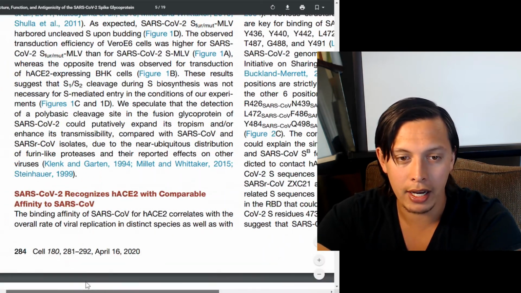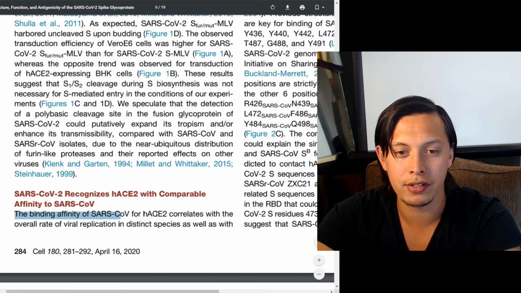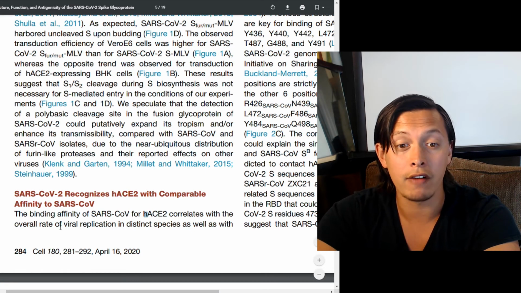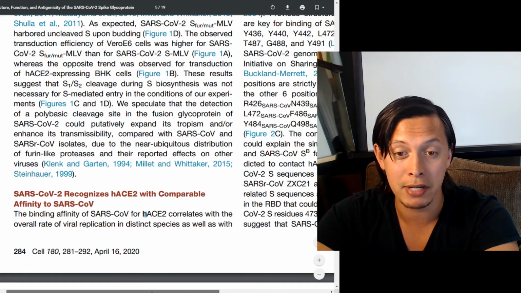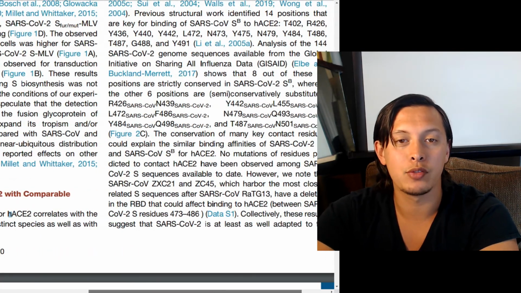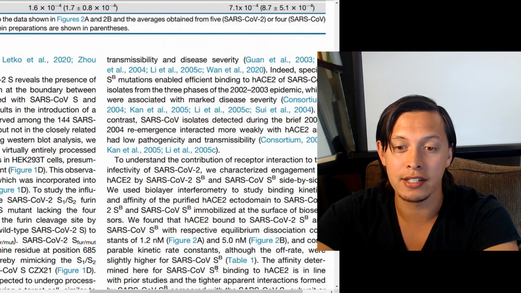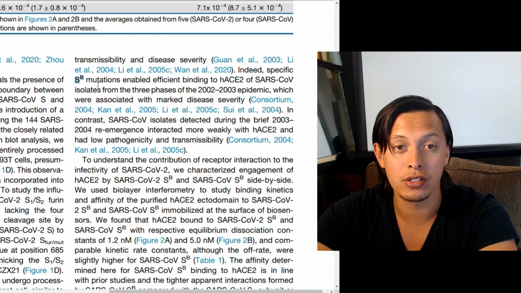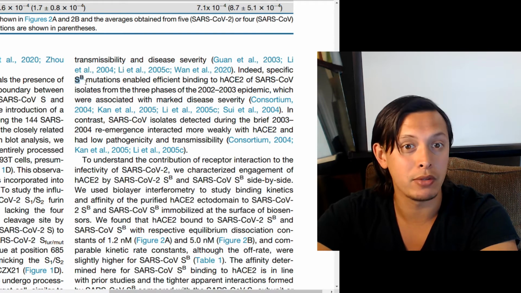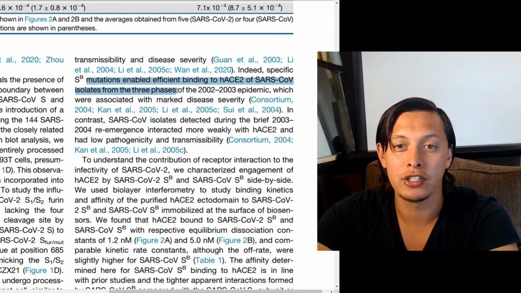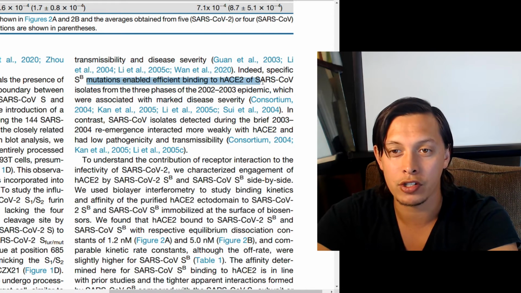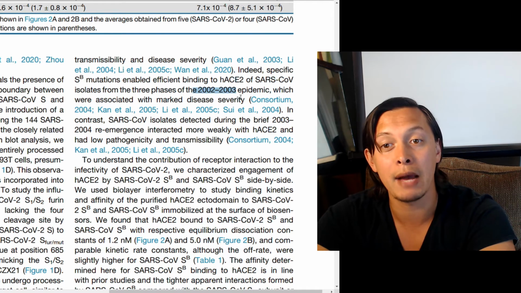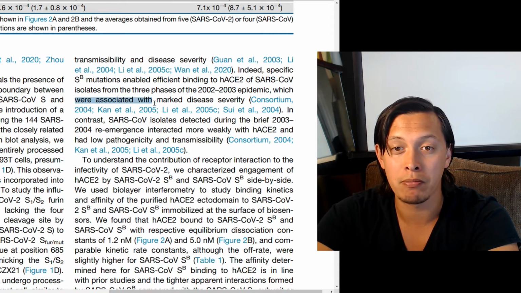So, continuing on, the binding affinity of SARS coronavirus for human ACE2 correlates with the overall rate of viral replication in distinct species, as well as with transmissibility and disease severity. Indeed, specific S-B mutations, which is where the binding domain was at, enabled efficient binding to the human ACE2 of SARS coronavirus isolates from the three phases of the 2002 to 2003 epidemic, which were associated with marked disease severity.